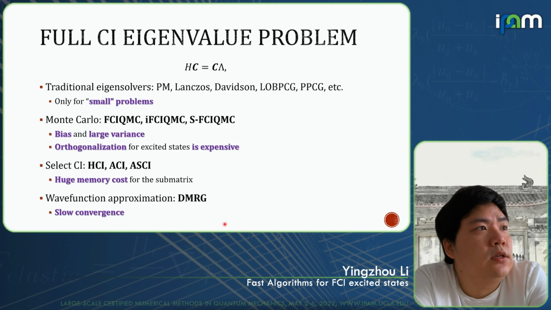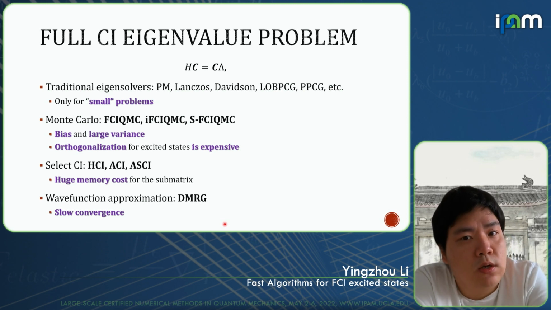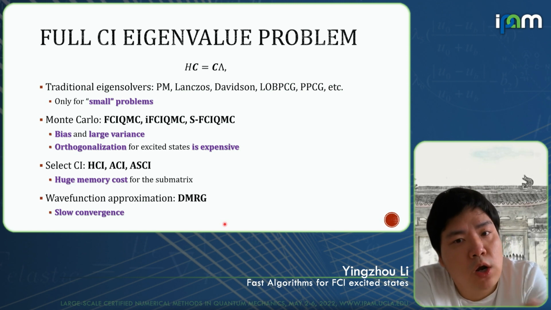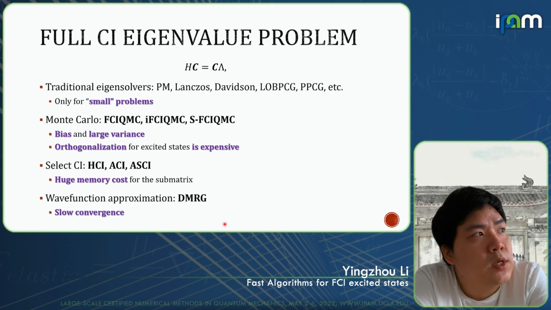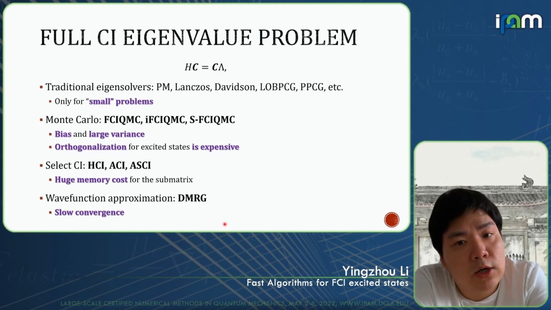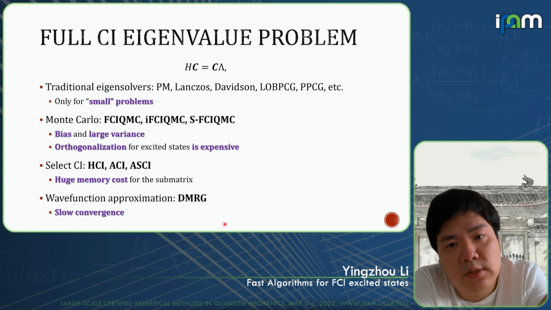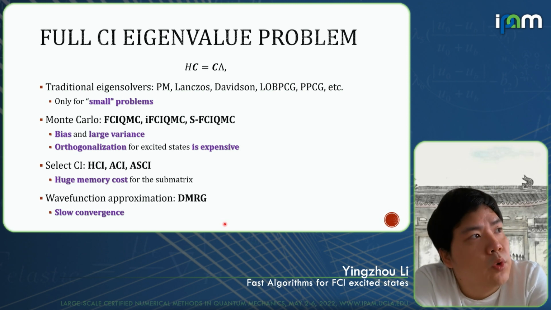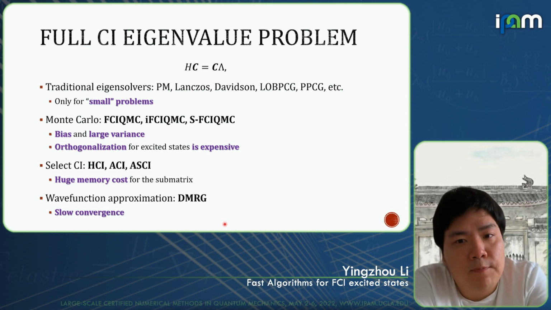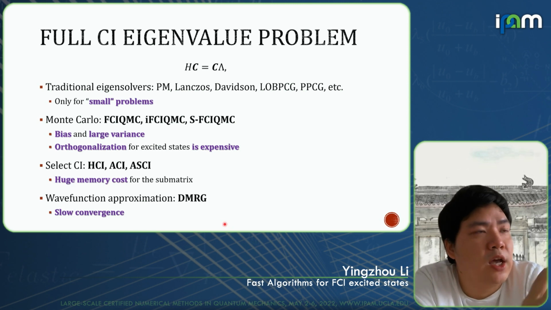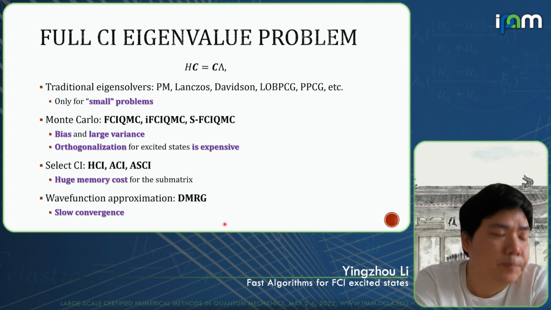If we extend it to excited states, essentially we have more columns for such a problem. Then one difficulty for Monte Carlo methods is that the orthogonalization among columns is difficult to conduct. What they did is do a few steps of Monte Carlo, then orthogonalize those particles, and then iterate between these two steps.